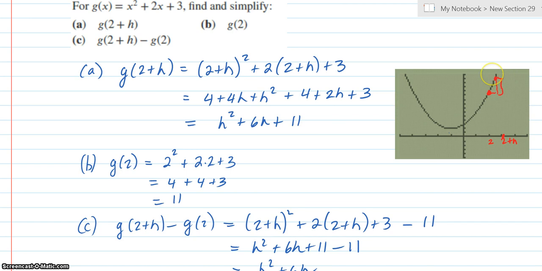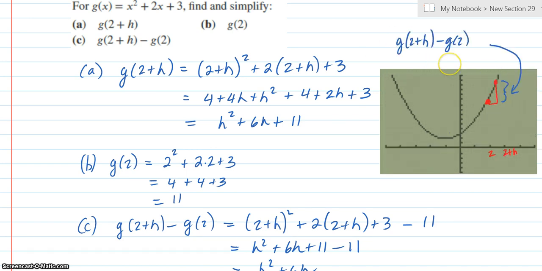That is g of 2 plus h minus g of 2, right? Because that is the g of 2 plus h, that is g of 2. And that's assuming h is positive. If h is negative, it would just be on the left. Notice it almost looks like the rise. If we divide it by the run, if we divide it by h, it is the slope. So we're going to see that in the next chapter.